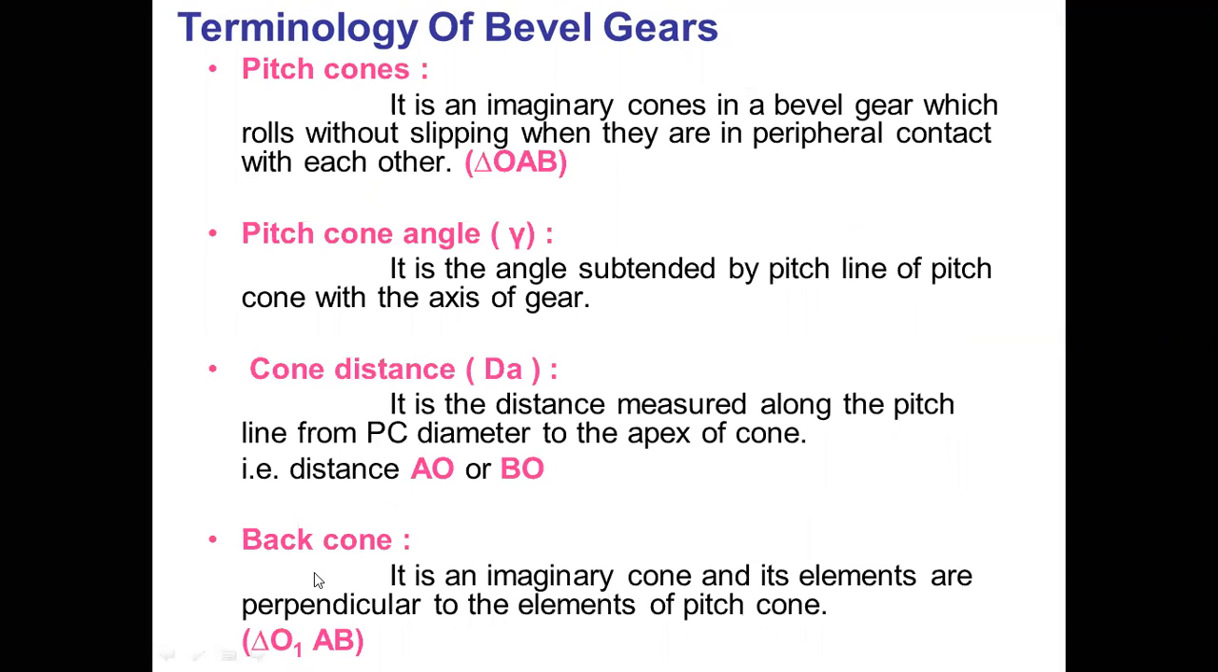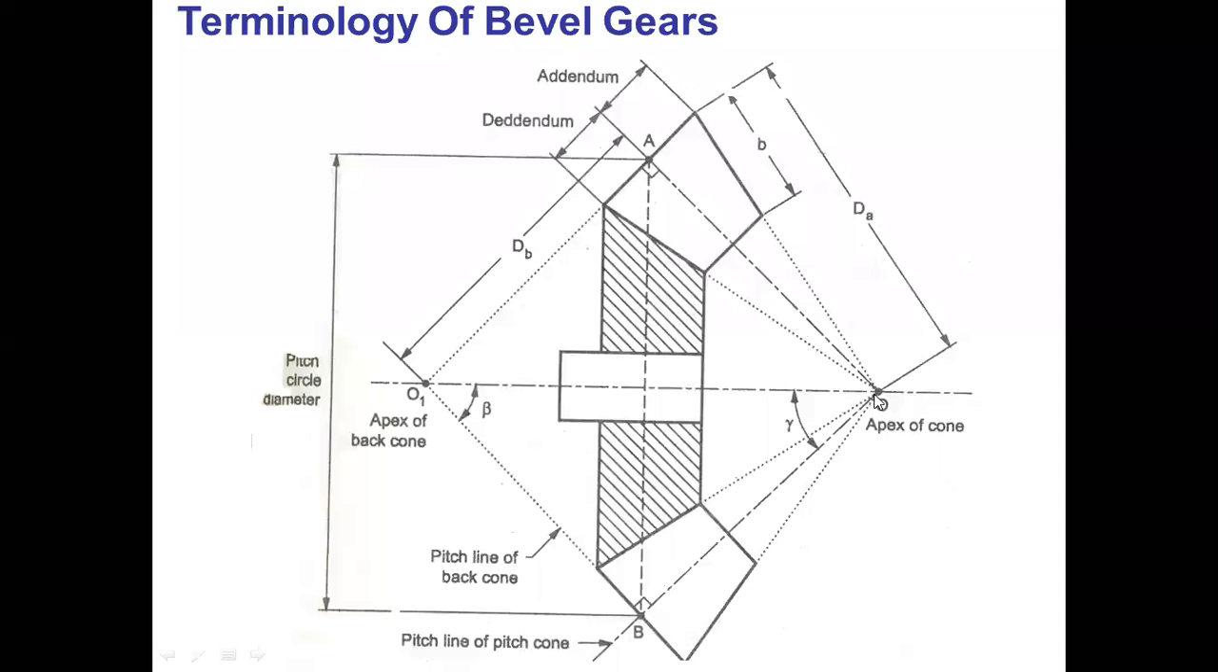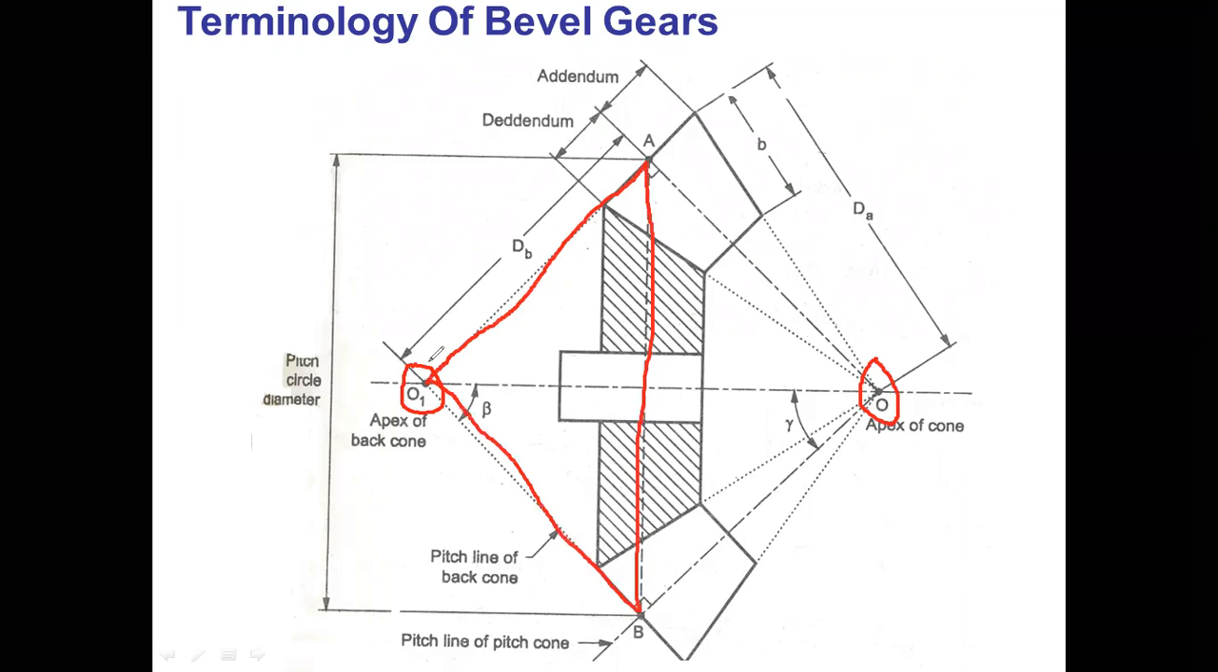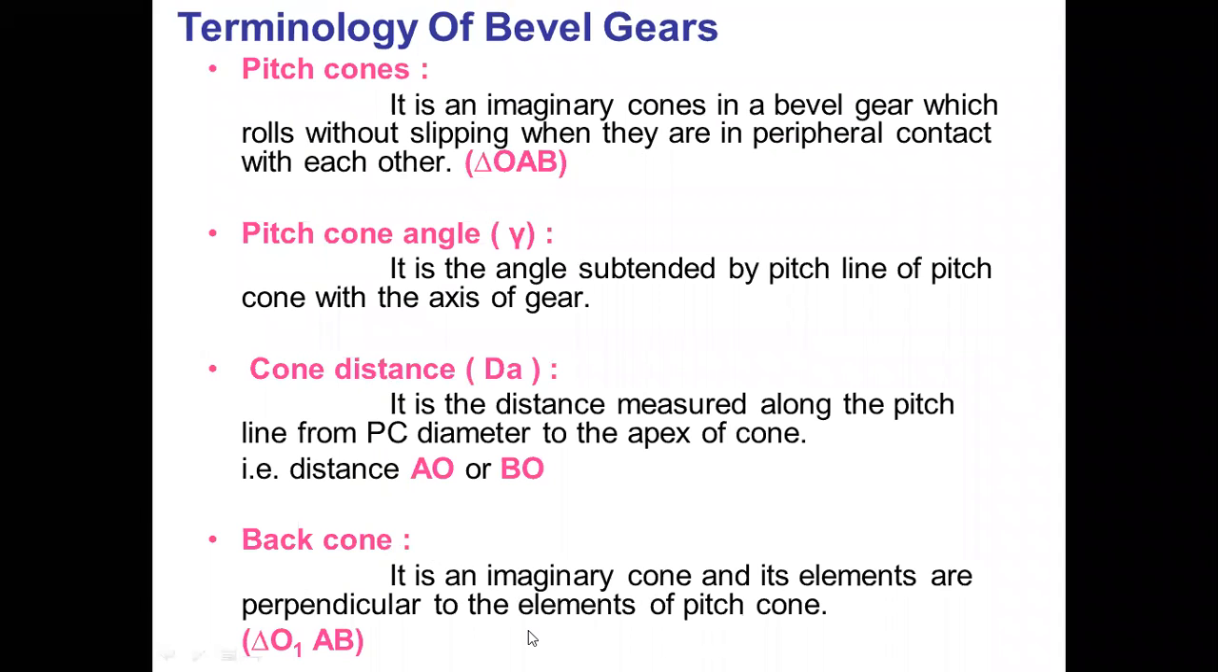Back cone is an imaginary cone and its elements are perpendicular to the elements of the pitch cone. Here O is the apex of the cone and O1 is the apex of the back cone, and the triangle O1AB is called the back cone. Okay, this is another terminology.